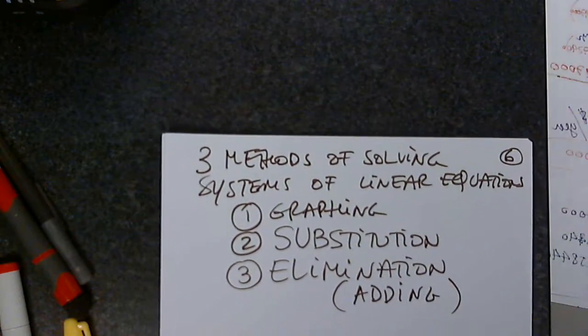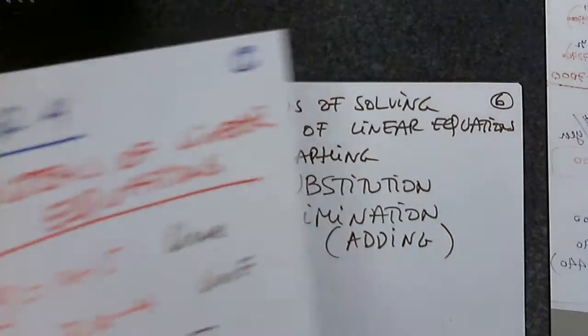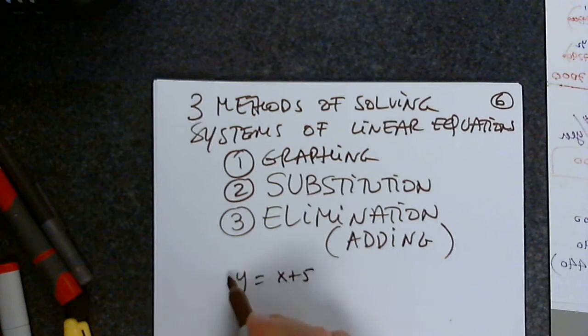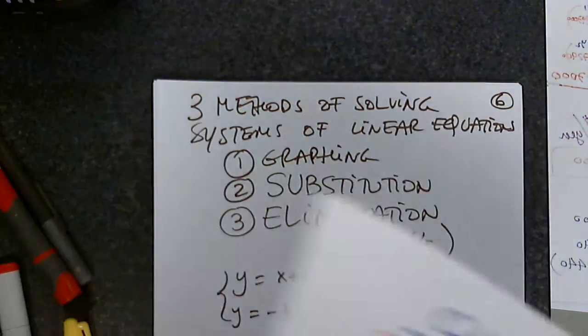Okay, so let's discuss all these. Now we have our system. I'm going to copy it again. y equals x plus 5. y equals negative 2x minus 4.